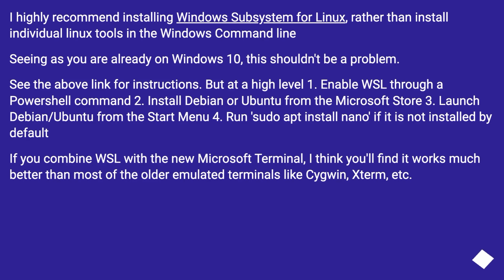But at a high level: 1. Enable WSL through a PowerShell command. 2. Install Debian or Ubuntu from the Microsoft Store. 3. Launch Debian/Ubuntu from the Start menu. 4. Run sudo apt install nano if it is not installed by default.